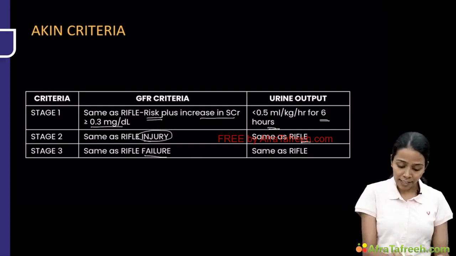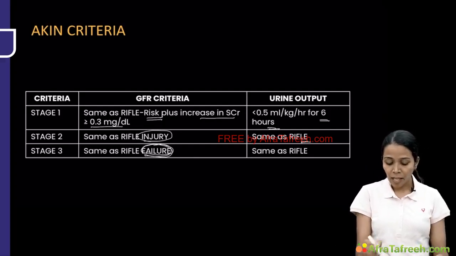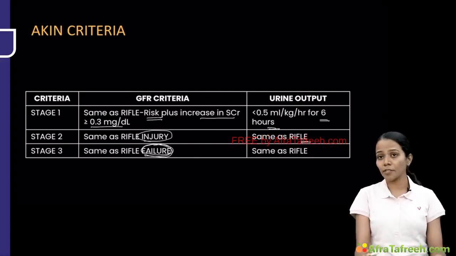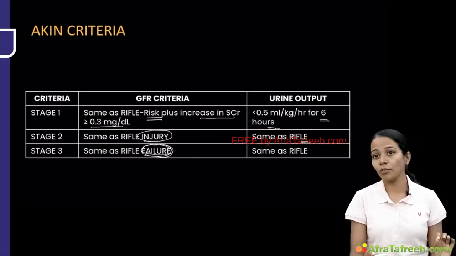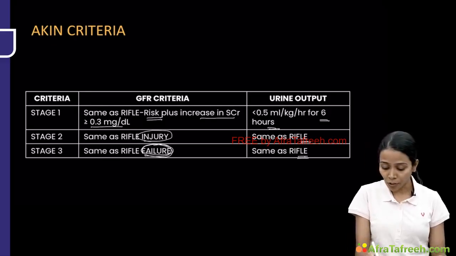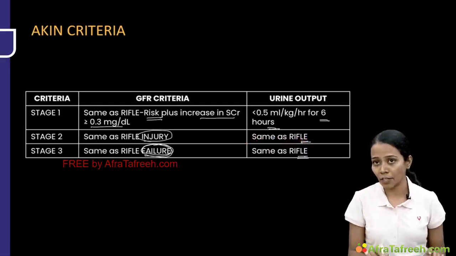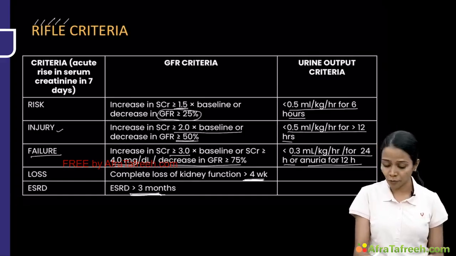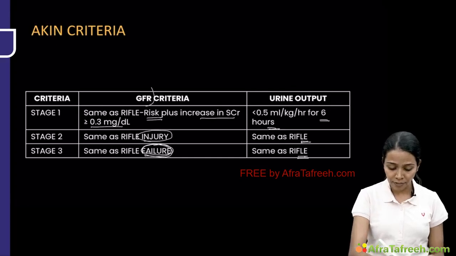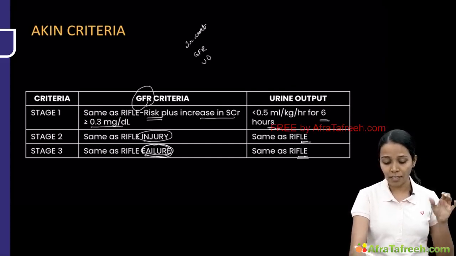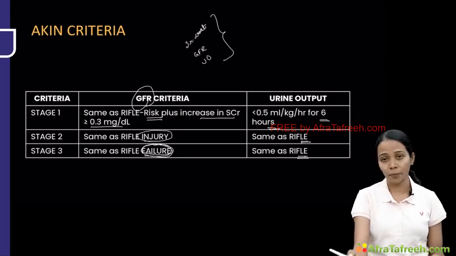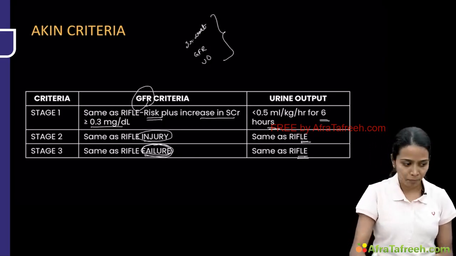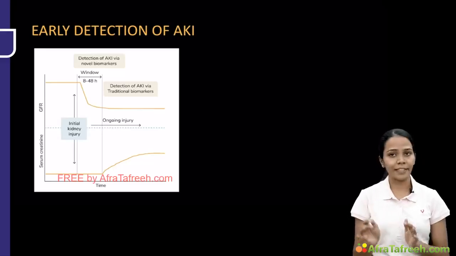Okay. And next stage 3 is failure criteria. So failure becomes more than 3 times or absolute value of more than 4. And here urine output becomes less than 0.3 ml per kg per hour for 24 hours or anuria for 12 hours. So here also again the GFR gets added. So serum creatinine, GFR and urine output. So if anyone asks, in Akin and Rifle, these 3 are the components that are taken into account.